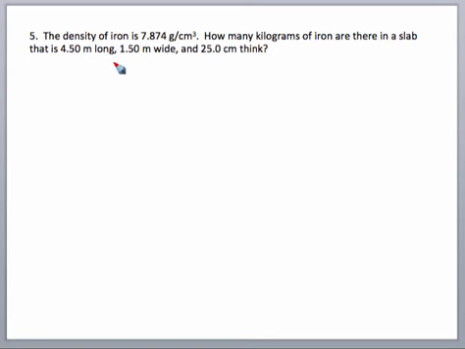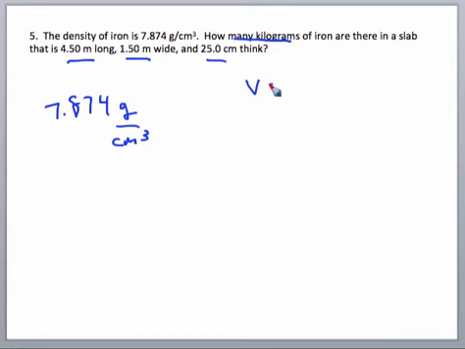Okay, the density of iron is 7.874 grams per cubic centimeter. And I want to know how many kilograms there are in an iron slab with these dimensions. So if you remember, volume is equal to length times width times height.